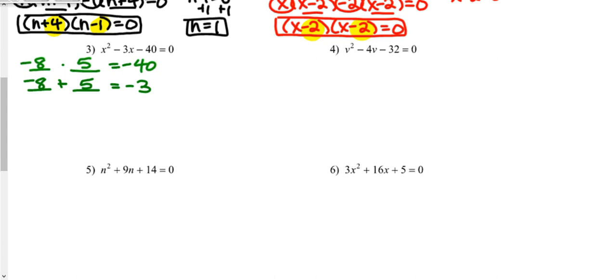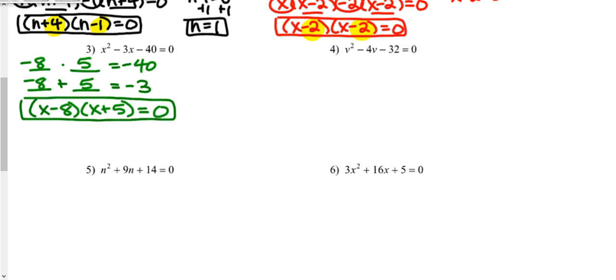And so now, here's the shortcut. You can actually take those to your factors. It's going to be x minus 8 and x plus 5. That's your factored form. So you don't need to do the whole rewriting and grouping if a is 1. And then we can go ahead and set each of our factors equal to 0. And over here, if I add 8 to both sides, I get x equals 8. If I subtract 5 from both sides, I get x equals -5.